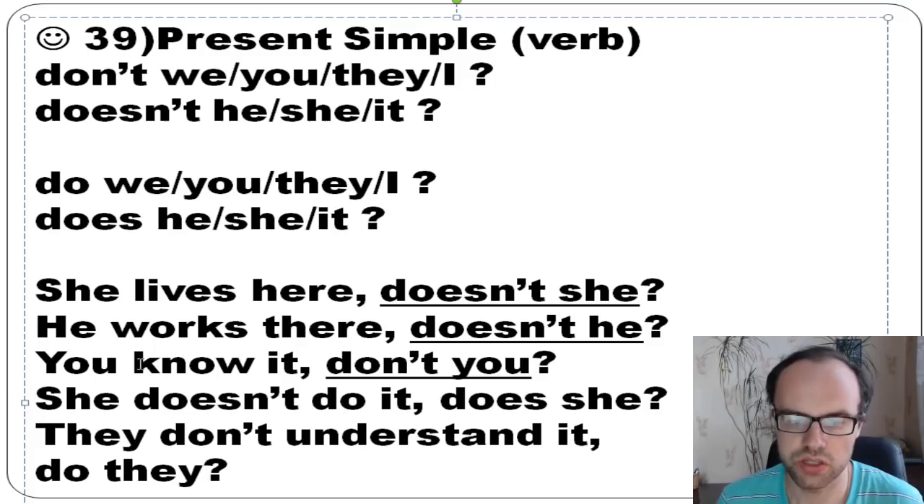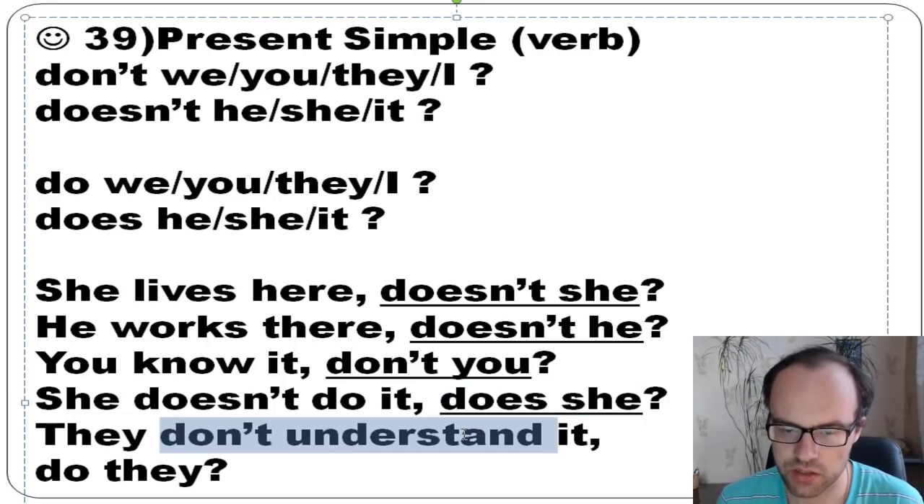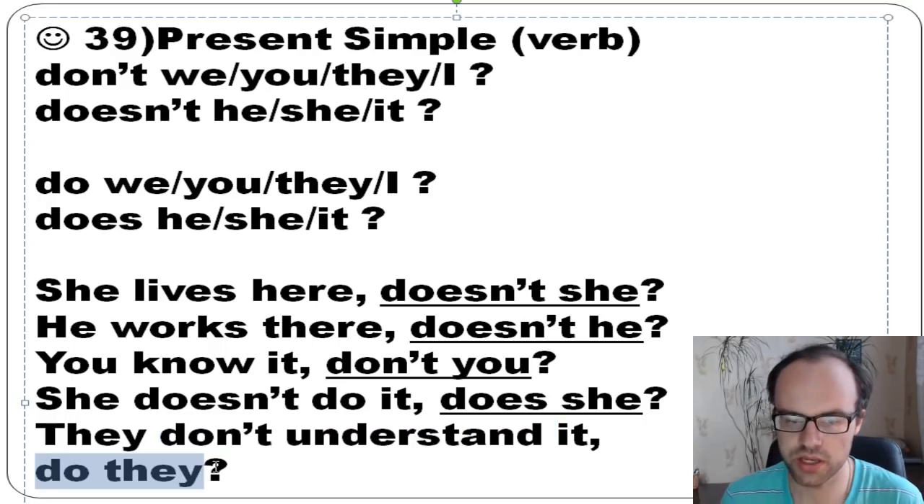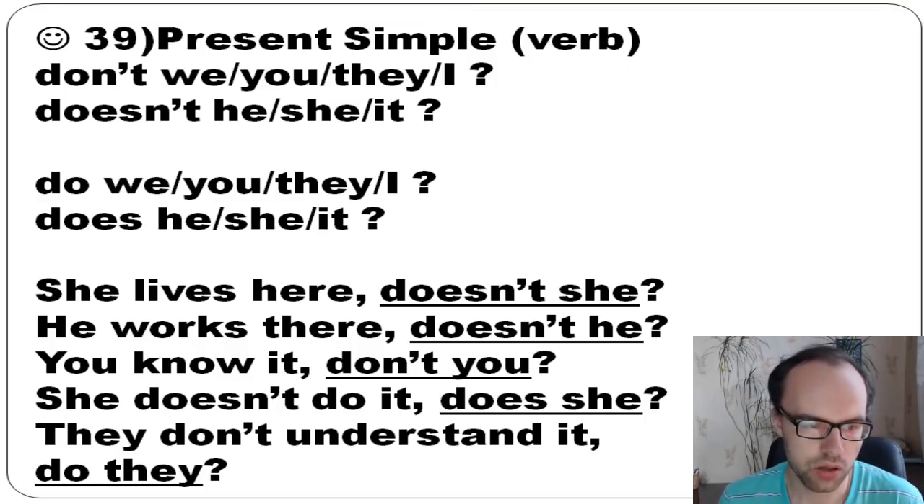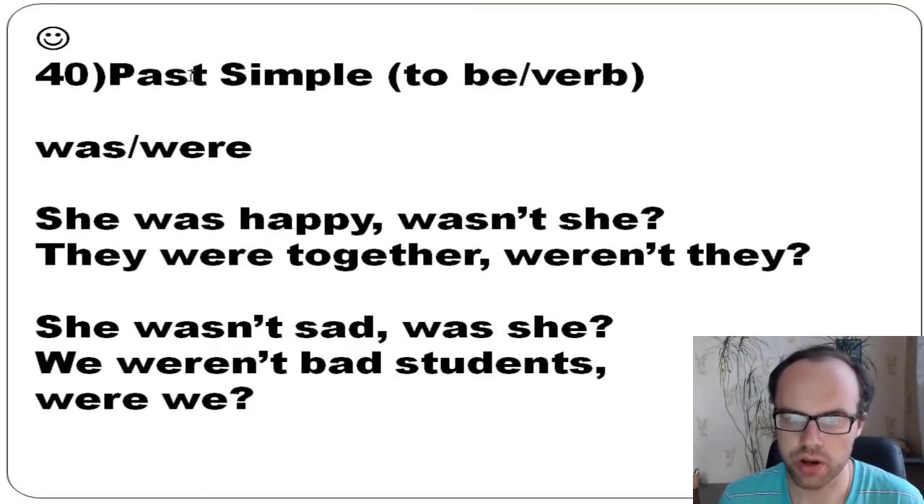So you see, she doesn't do it. You need to use the opposite thing. So does she? Yeah, does he, she, it? Does she? Next, they don't understand it. So it's a negative form, and you need to use a positive form. Do they? They don't understand it. Do they? Good.